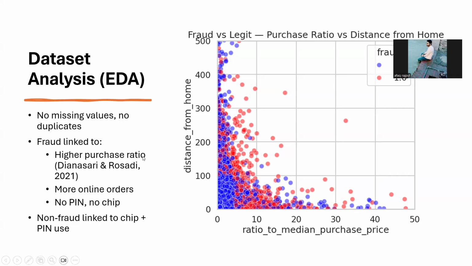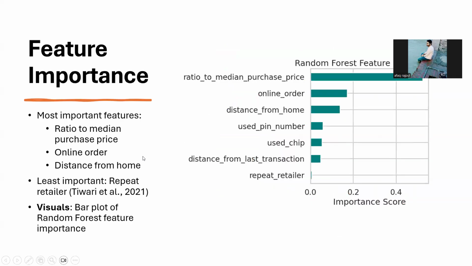The next slide is about feature importance. The most important features are ratio to median purchase price, online order, and distance from home. The least important is repeat retailer. Visual: bar plot of random forest feature importance.